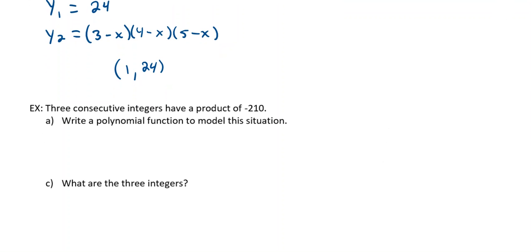Okay. Next one says 3 consecutive integers have a product of negative 210. Now write a polynomial function to model this situation. To make sense of this, if this was our first number, let's say it was 6, then our second number would be 7, which you could write as 6 plus 1, x plus 1. And that would be like 8, right? 6 plus 2 would be 8. Those aren't the numbers I was just showing you. This is all supposed to have a product of negative 210. So I'll say is equal to negative 210.